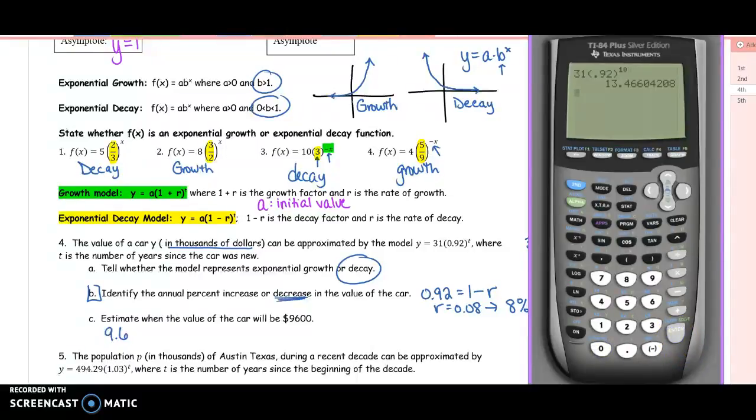After 10 years, according to this model, the car is going to be worth 13,000. So that's not enough years. We want more years. I'm not going to go quite to 20. I'm going to try 15. After 15 years, the car has a value of $8,875. That's too much. So now we have to find the difference between 10 and 15. Should we try 14? We tried 14 and got 9.6. That'd be 9,646. So after about 14 years.